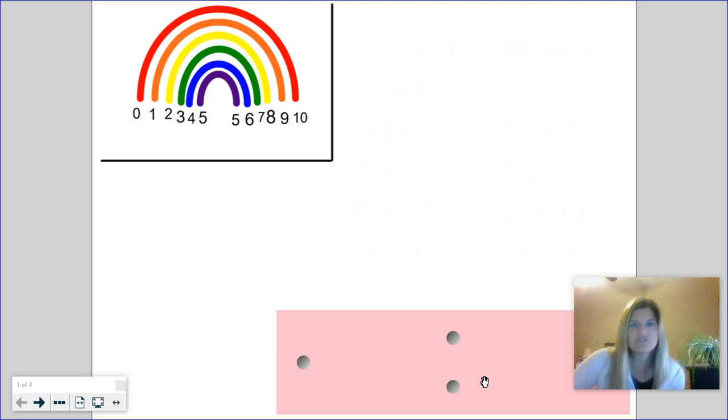Today we are going to review our partners of 10. Then we are going to do a math sheet together that has to do with partners of 10. And after that, we're going to talk about simple subtraction problems. All right, first let's talk about our partners of 10.